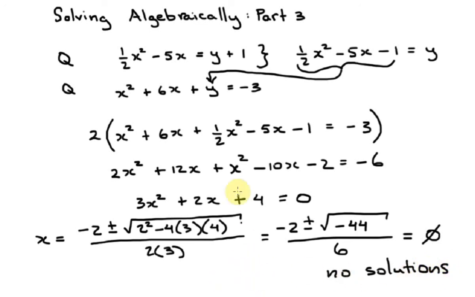And so what that means is, graphically speaking, if I graph this equation here and I graph this equation here, how many points are there where the two graphs intersect? None. So that's my big conclusion. There are no points of intersection. And so no points of intersection means that there are no points that make both equations true.